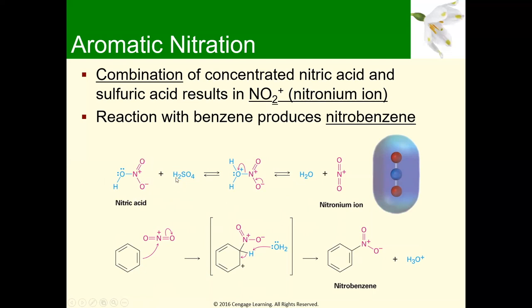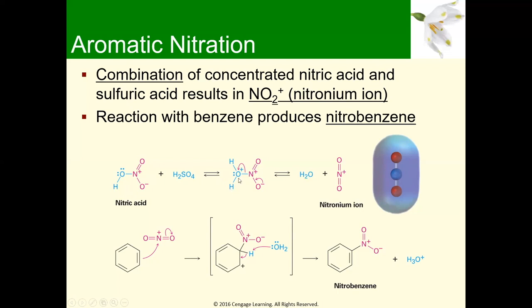So it turns out that sulfuric acid, H2SO4, is a stronger acid than nitric acid. How do you know that? Well, because when you mix the two together, the sulfuric acid actually donates one of these acidic hydrogens to the nitric acid to produce a water molecule, this H2O right here.